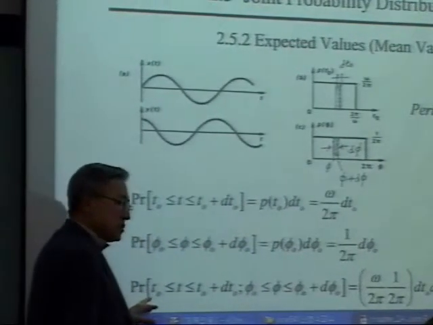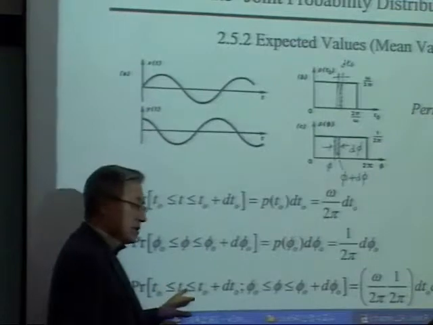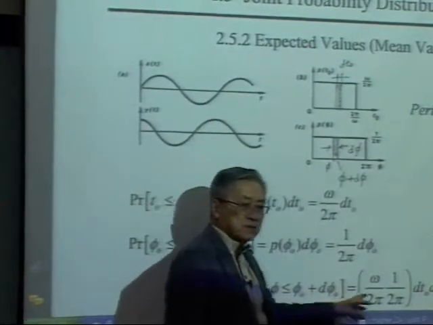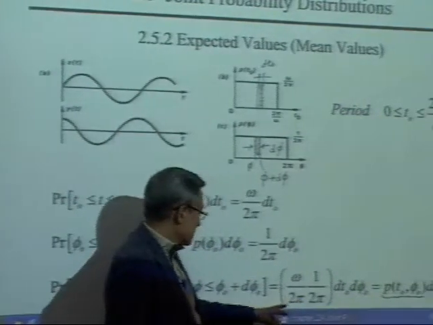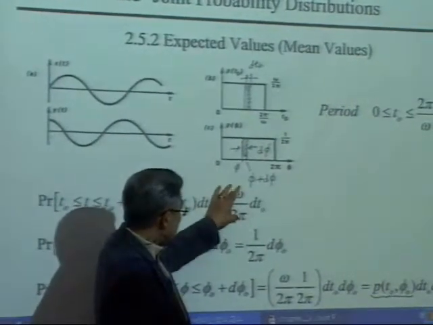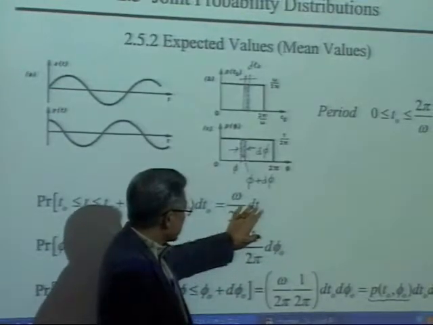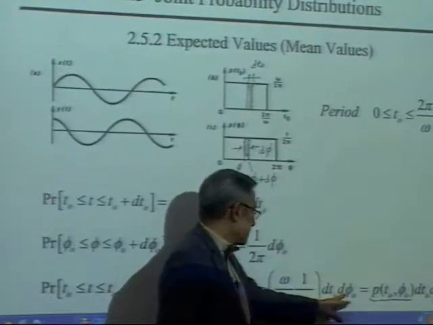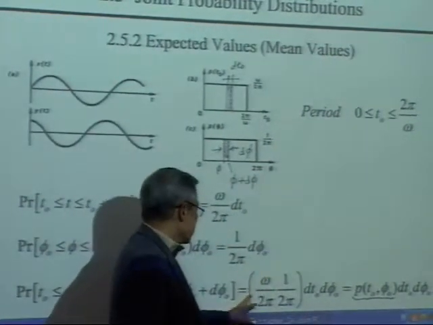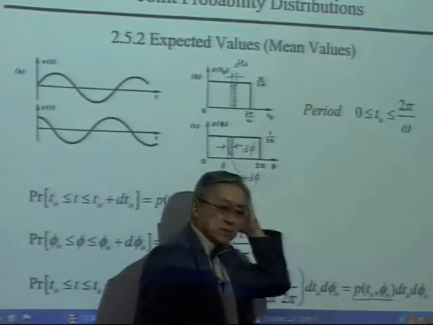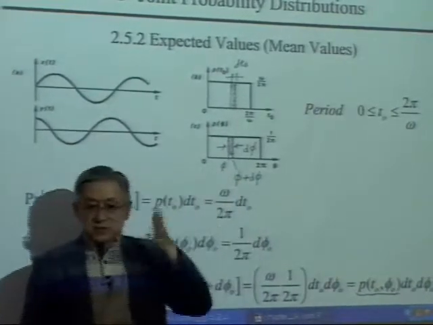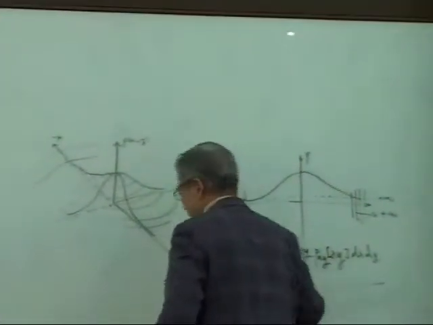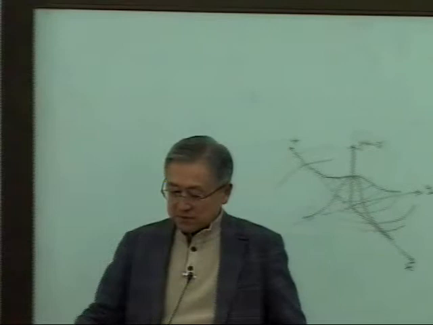Then now for the joint, for the t and the phi, you have to get the volume. So then you have to have this guy and that guy multiplied by that guy. You have to multiply it. And the rest is a joint probability density function. That's what you have to look for, and that's what you have to get the expression.